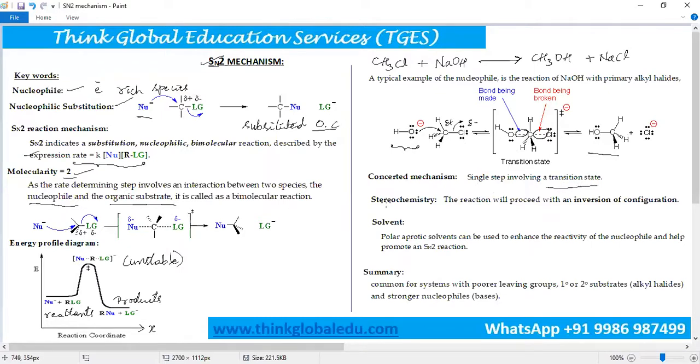Looking at the stereochemistry of the SN2 mechanism, it proceeds via inversion in configuration because the nucleophile attacks the carbon atom in the direction opposite to that of the functional group or the leaving group. And hence, it results in an inversion in the configuration.